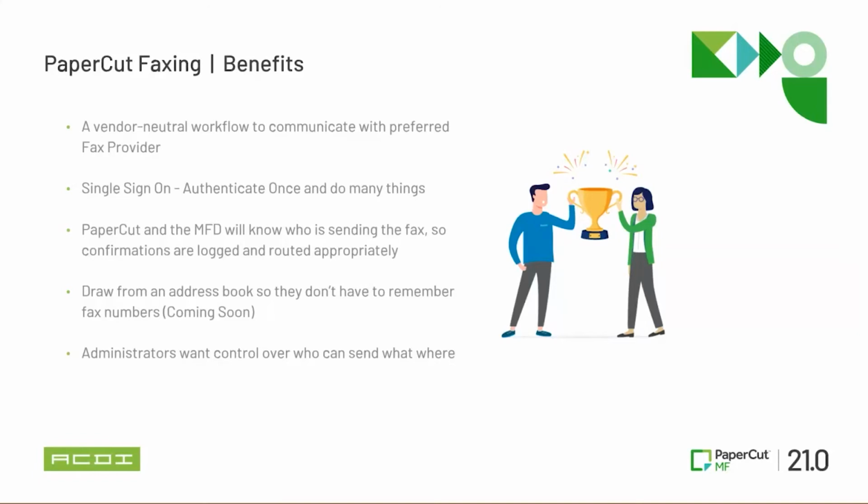Now, this last sentence here, I like saying this. Administrators want control over who can send what where, okay? And so what does that mean? Well, in PaperCut, scan actions are assigned to users and user groups, which means now an administrator can have peace of mind saying, I'm going to create these fax scan actions, and this is going to apply to this department or this individual user, so I can feel confident when they walk up to any managed device.